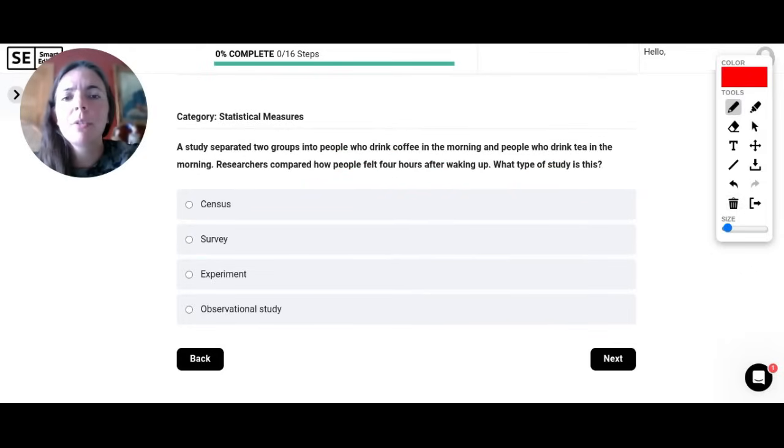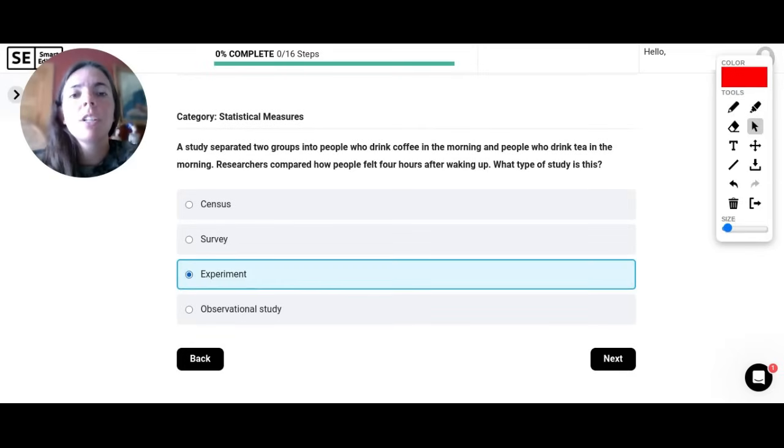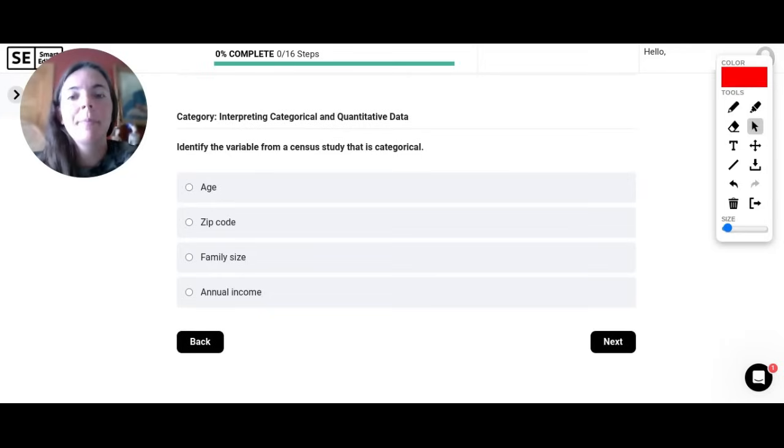A study separated two groups into people who drink coffee in the morning and people who drink tea in the morning. Researchers compared how people felt hours after waking. What type of study is this? For this type of question, we need to know about statistics and probability. In this case, when we have people who drink coffee versus people who drink tea, this is going to be an experimental study because each person is put into a different group. And we're kind of doing an experiment. Okay, drink tea every day and let's see how you feel. Or drink coffee every day and let's see how you feel. So this would be an example of an experiment.